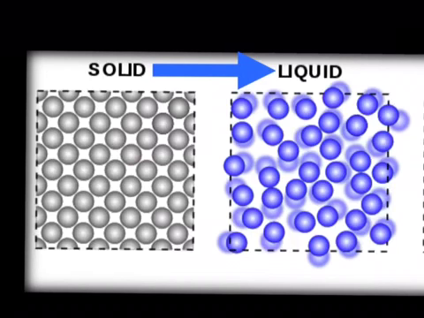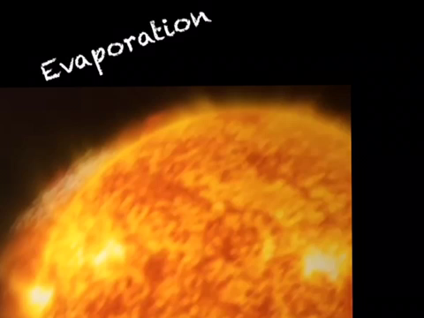Solids have a definite volume and a definite shape. Liquids have a definite volume but no definite shape. The temperature at which a solid is changed to a liquid is called its melting point. The melting point of ice is 0 degrees Celsius or higher.